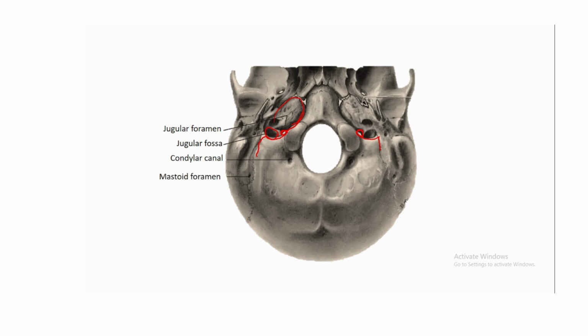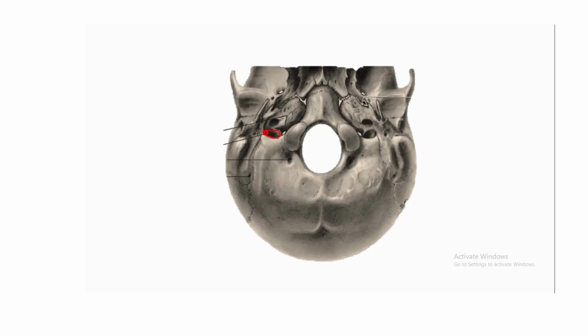This is the condylar canal as we have already seen, and the mastoid foramen which is present in the mastoid process of the temporal bone. So this is the jugular foramen and this is the jugular fossa. This canal which is present in the petrous temporal bone, as we have already seen in the medial part of norma basalis, is the carotid canal. At the lateral end of this jugular fossa, there is a small canal.